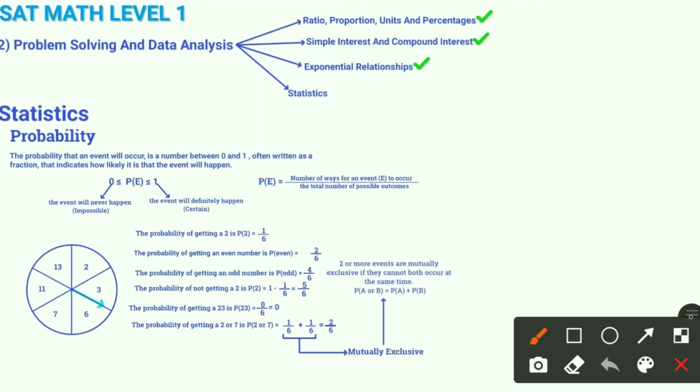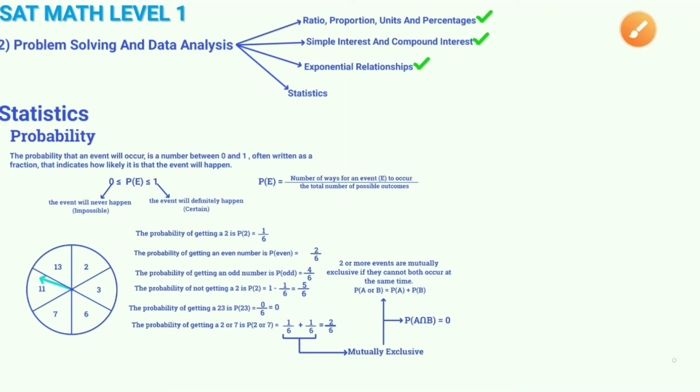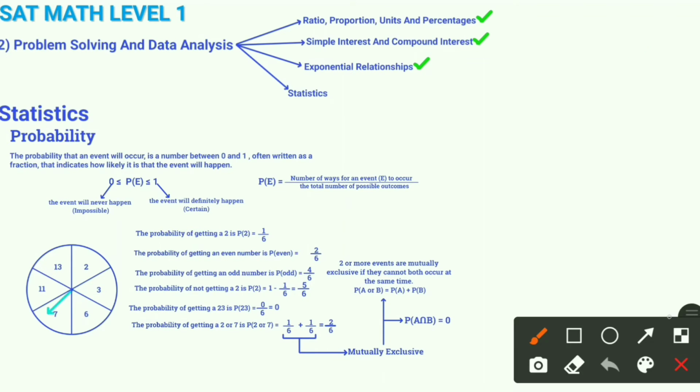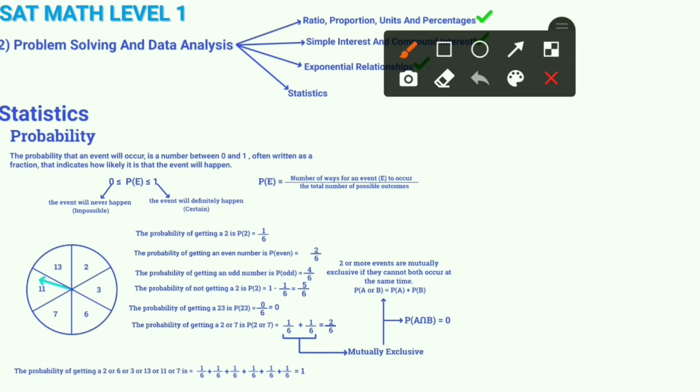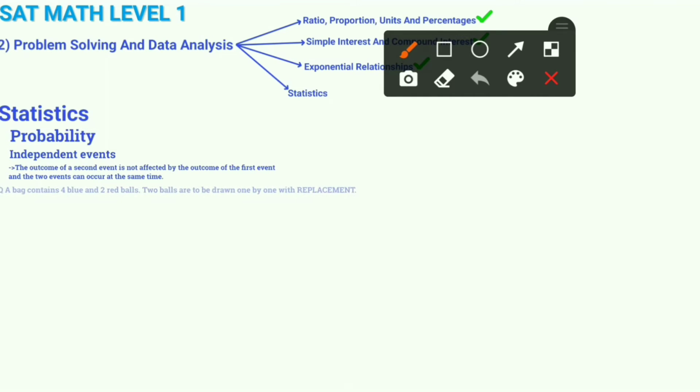This is mutually exclusive. Two or more events are mutually exclusive if they cannot both occur at the same time. The probability of getting any number, all of the numbers, is 1. The probability of all mutually exclusive events will add up to 1. Independent events: the outcome of a second event is not affected by the outcome of the first event, and the two events can occur at the same time.